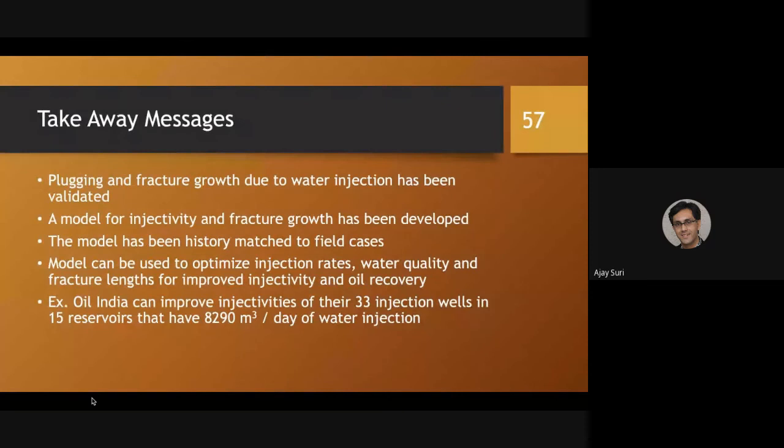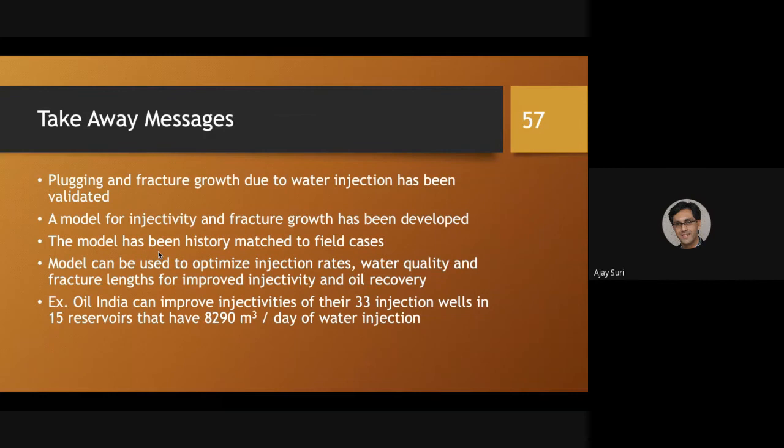So the message to take away is that plugging and fracture growth for sure happen. Plugging definitely happens. Even fracture growth happens in most injectors over time. A model is there, and it has been used for history matching. It works reasonably well, and it can be used to optimize the rates, the water quality, and the fracture lengths for the best injectivities and improved oil recovery.